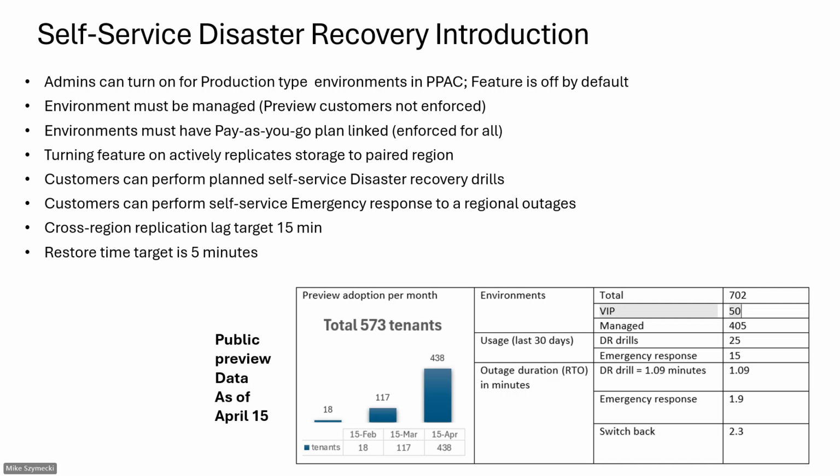Now, the data that we collected in terms of the duration it took for the failover or the switch to happen, for disaster recovery drill, the average was 1.09 minutes. The emergency response, which is the unplanned failover, was 1.9 minutes. And when the environment is in the paired region, the customer can switch it back to the prime region. We actually want that to happen because the prime region is the ideal location for a production environment. The average time it took for the customers to switch back was 2.3 minutes. So this is all within the target that we have targeted all this time.